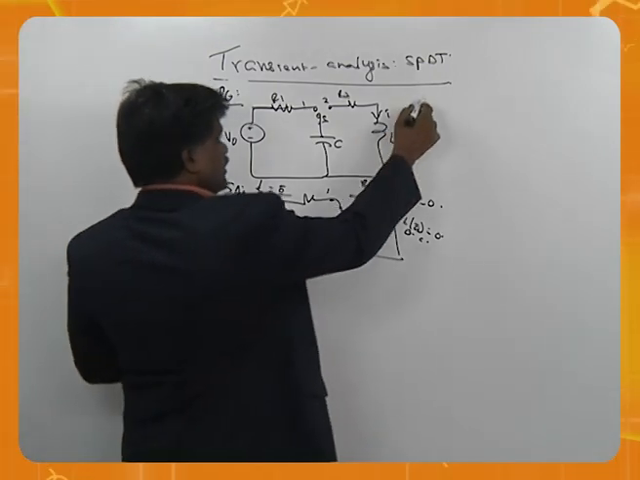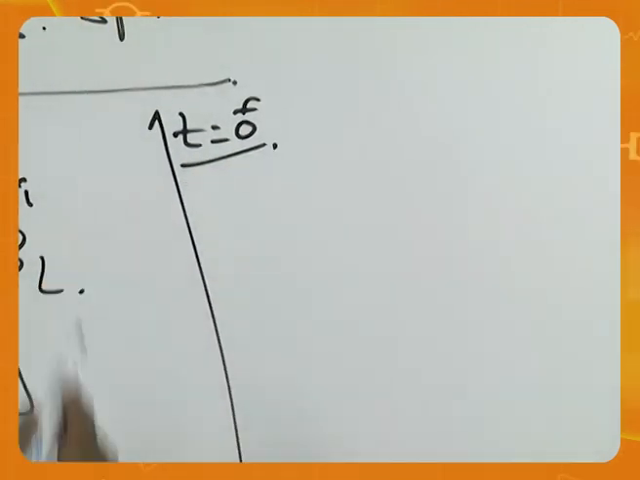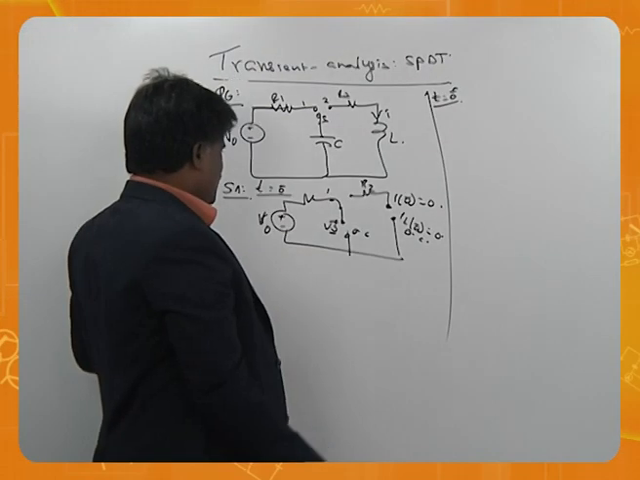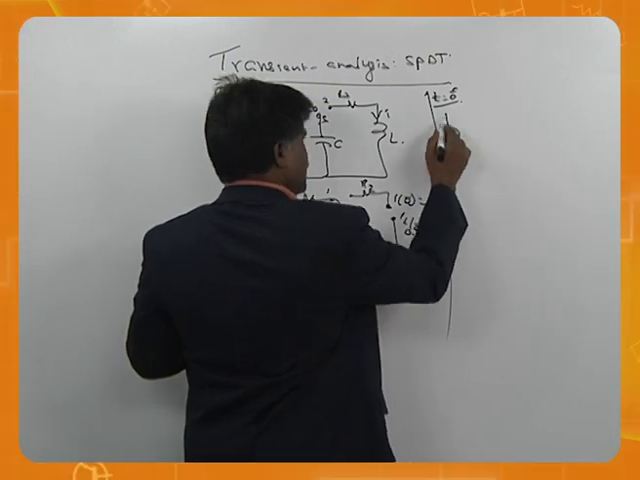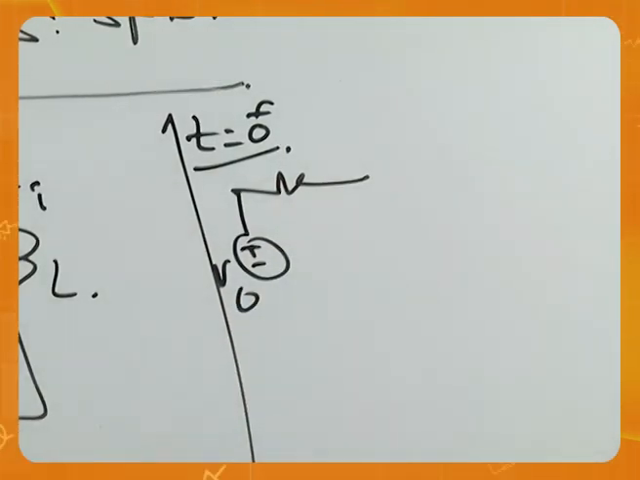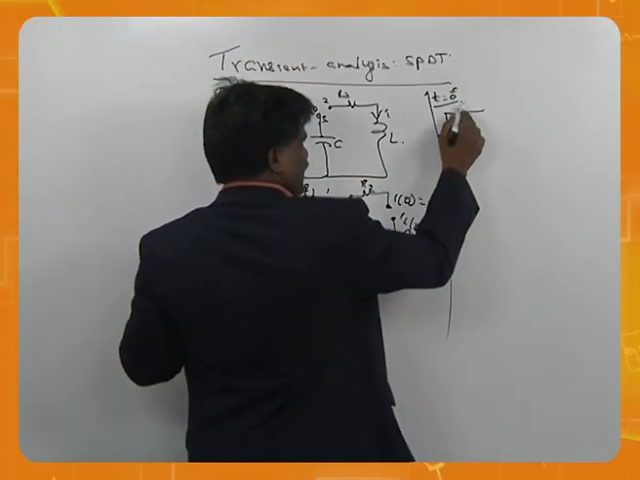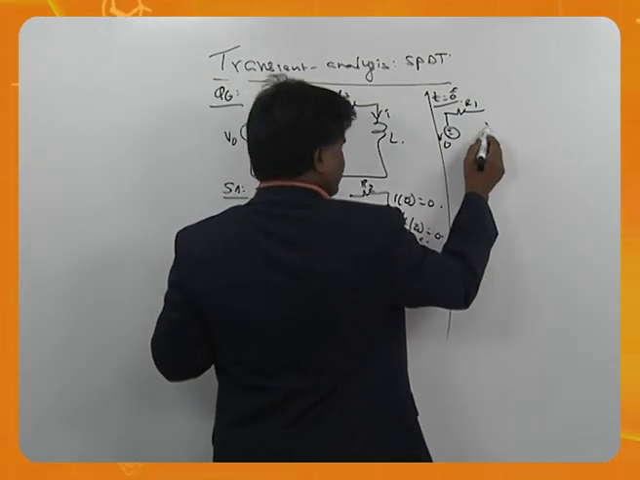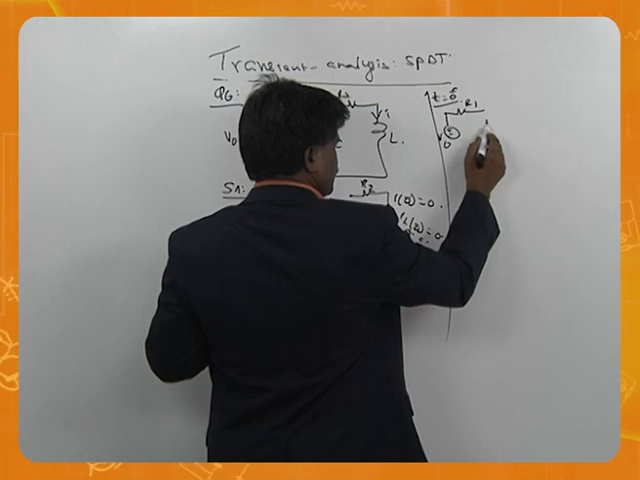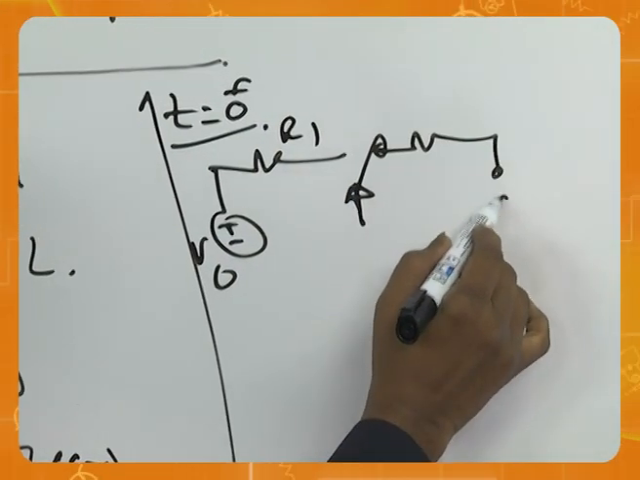That's about t equals 0 minus. Now t equals 0 plus, what am I doing? When I am going to 0 plus, this is the voltage as it is. This is the resistor as it is. Please understand, this is R1, as it is. Now where is the switch moved to? The switch moved to 2.